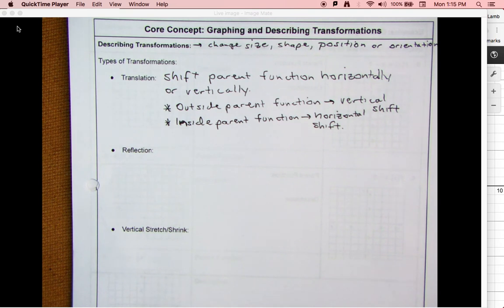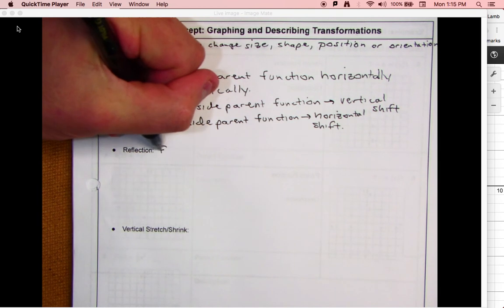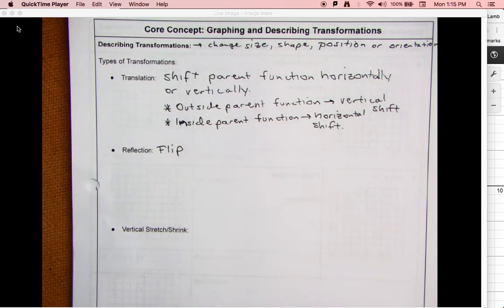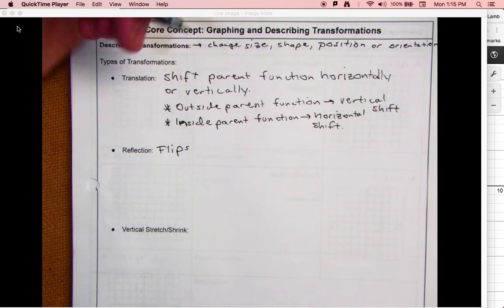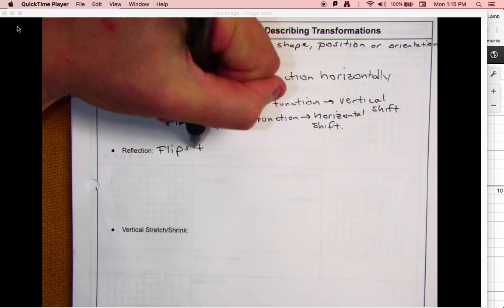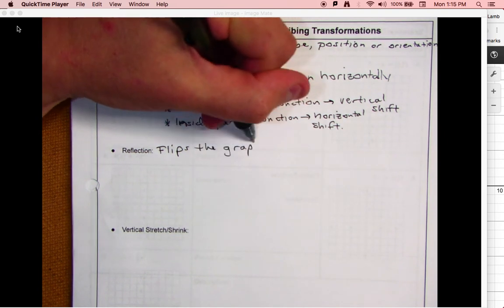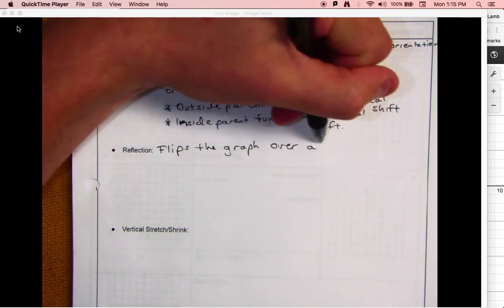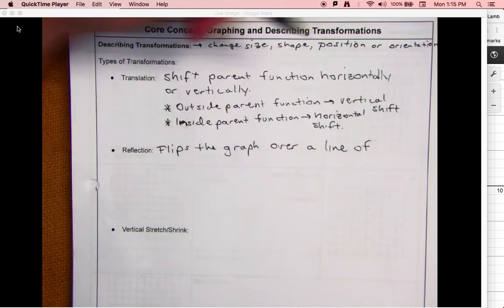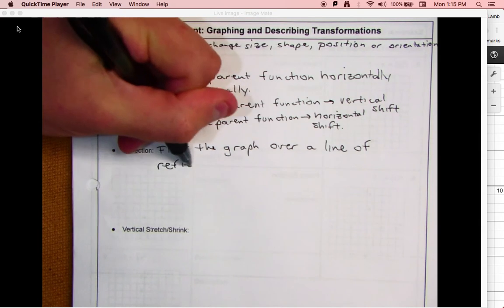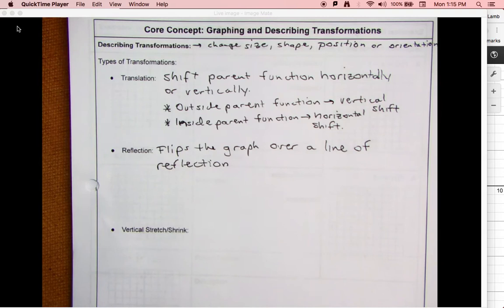A reflection. Think about a reflection in the mirror. When you're looking at yourself in the mirror, basically everything's the same, it's just flipped around. A mirror image. So a reflection flips the graph over a line of reflection. And we'll show you an example of that also.